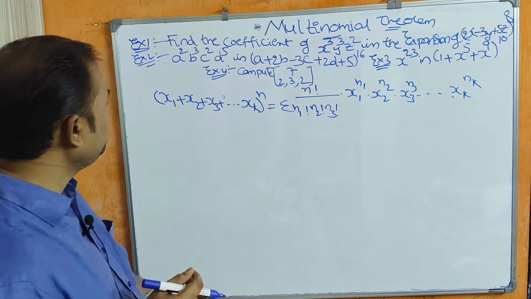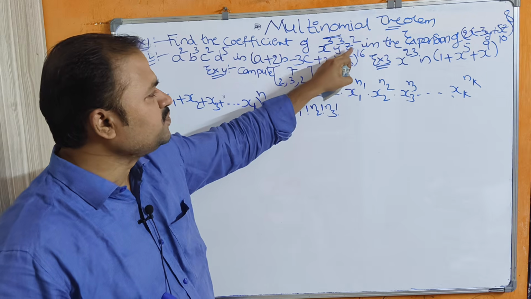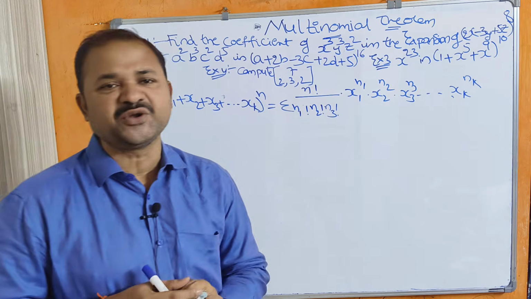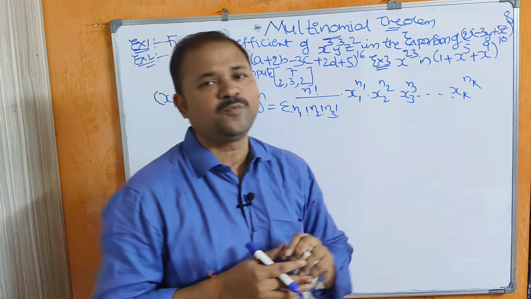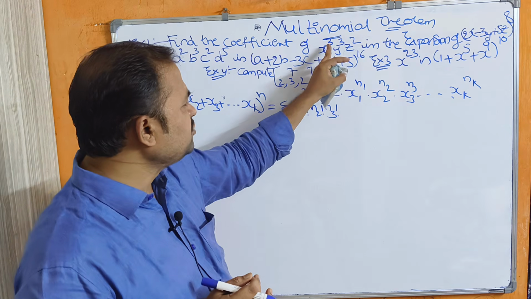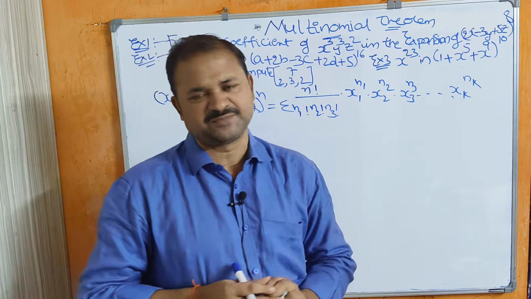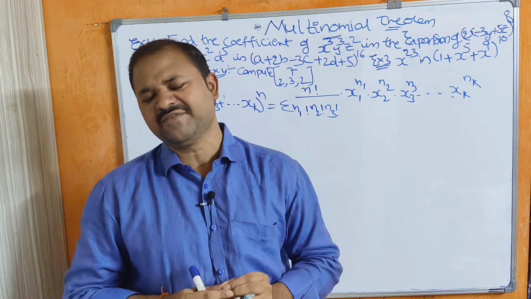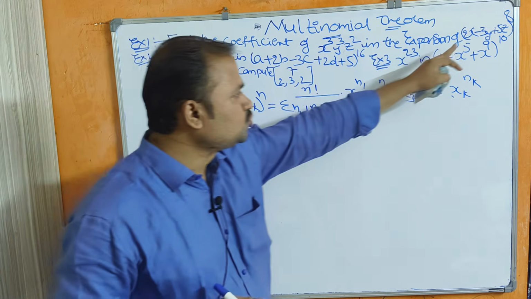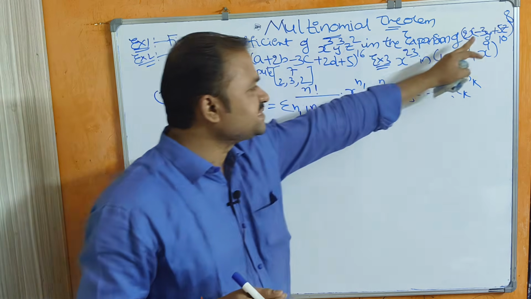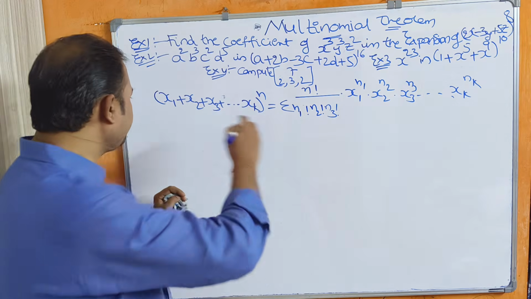Let us see the first example. Find the coefficient of x cube, y cube, z square in the expansion of (2x minus 3y plus 5z) whole power 8. So here we need to find x cube, y cube, z square, and we have only three terms. So directly we can apply the formula and find the coefficient. Here x1 means 2x, x2 means minus 3y, x3 means 5z. So let us apply the formula.